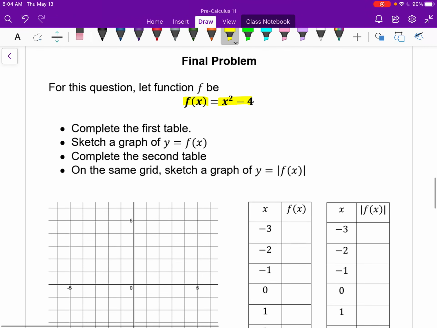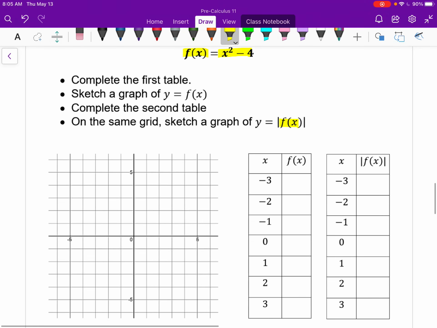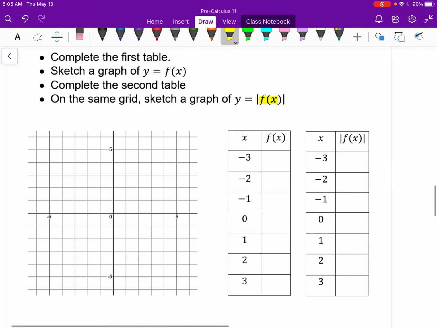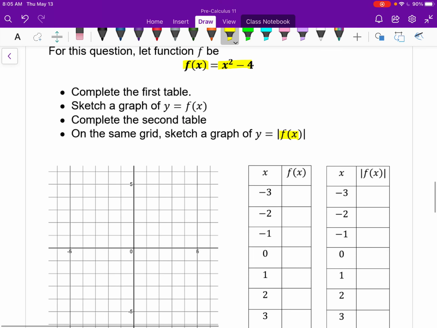So I want to eventually think about what the graph of the absolute value of f of x looks like. Well, first, let's think about f of x. And again, I don't need a table of values to sketch f of x. I know what f of x looks like. For example, I know from our quadratics unit, it's exactly the same as x squared, but translated 4 units down.